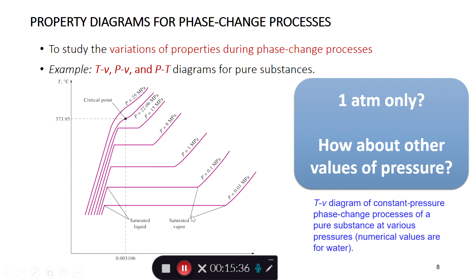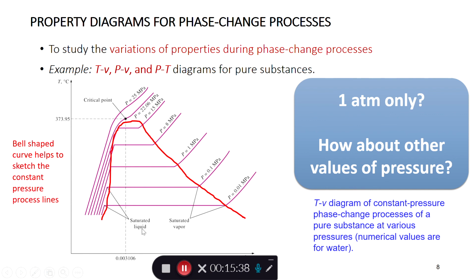And it's useful to add this line. This is a bell-shaped curve which helps to sketch the process. So first, when you draw the TV diagram, it's useful to draw the bell first. We are going to discuss more about this in your virtual class. In the meantime, please note down all questions, whatever you don't understand, whatever is not clear, so that we can have a more efficient virtual class.